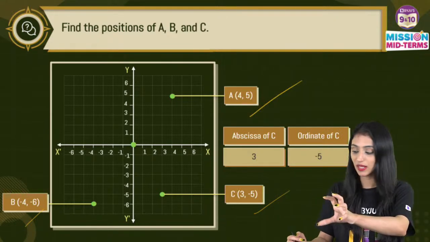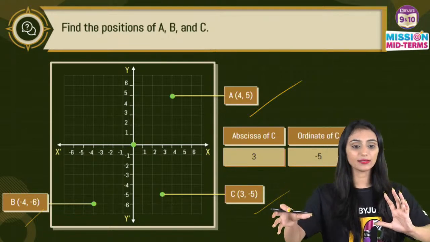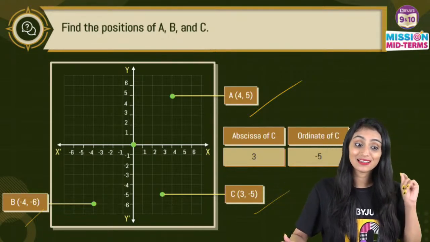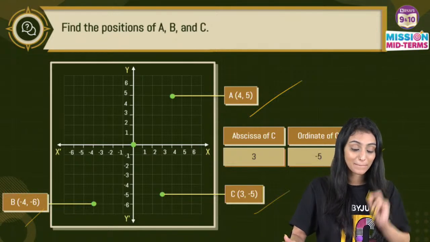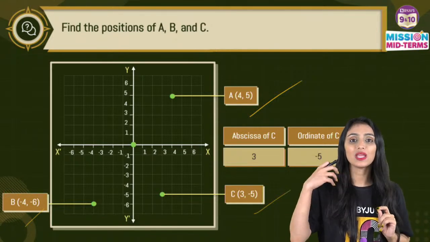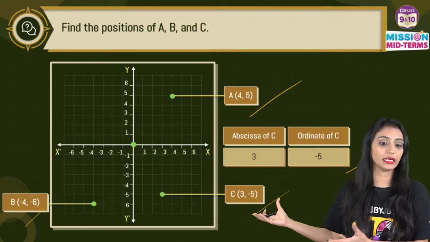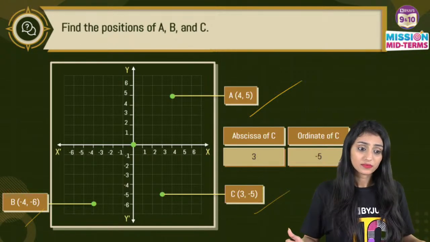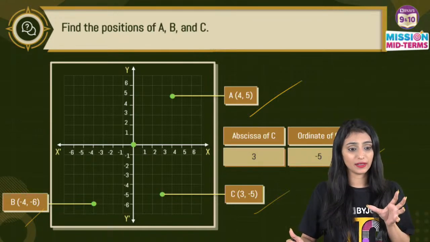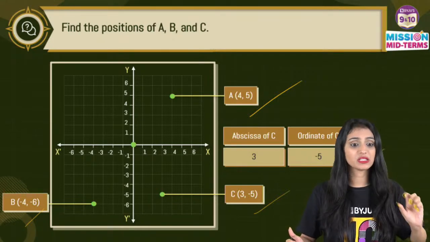First comes X, then Y. Yes, Ayushman. First X comes, then Y comes. Bracket is compulsory, right? Whenever you're writing a coordinate, bracket is compulsory. That's what the representation of a coordinate is. Abscissa represents the X coordinate, that's why we always write that first.